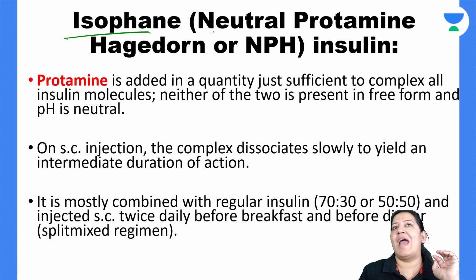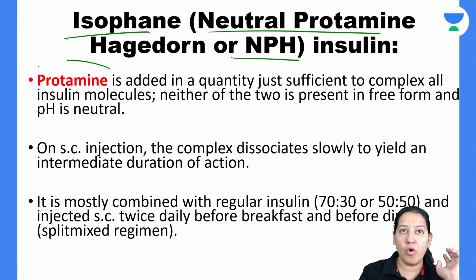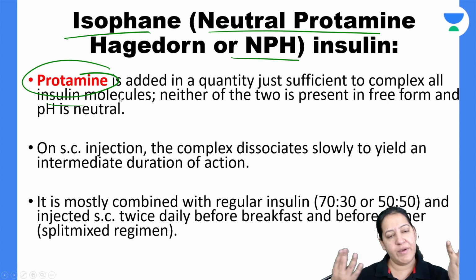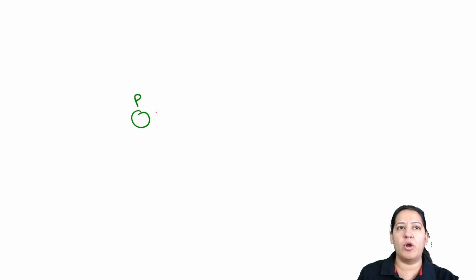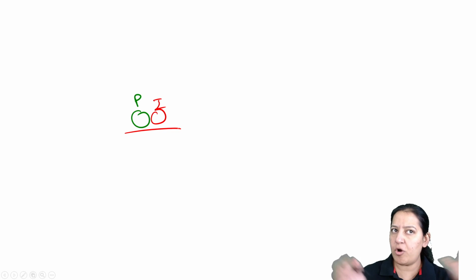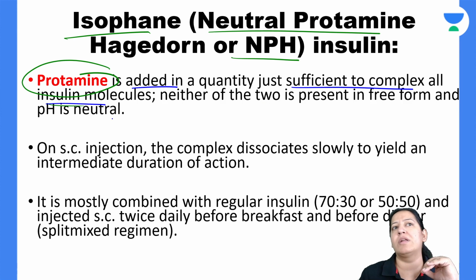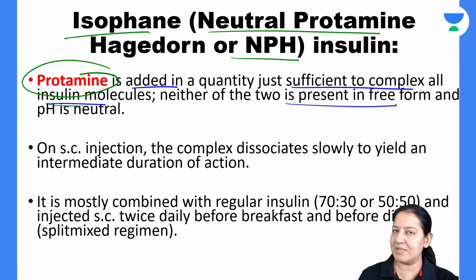So isophane or NPH, I am teaching you. Here protamine is added in the same quantity which is sufficient to complex with all insulin molecules. I don't have a diagram for that, you can imagine the diagram on your own. One molecule of protamine combines with one molecule of insulin, forming a complex. So all the insulin is combined with the protamine. Neither protamine is present free nor insulin is present free. Both of them are forming complexes.